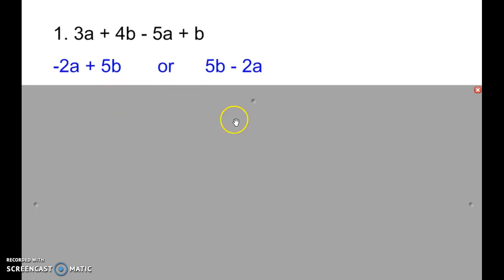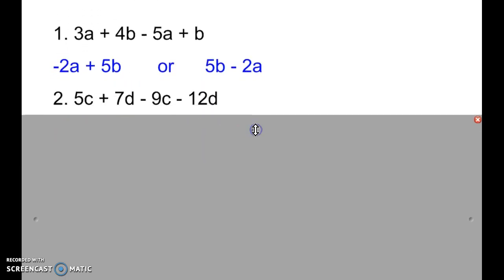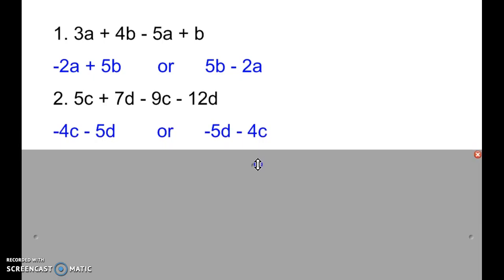So let's have a look at the second one. That was your question. Again, starting with the C's. Start with 5, take away 9, the C's become negative. Same thing happens with the D's. Start with 7, take away 12, so we end up with minus 5 there. So our answer here, minus 4C, minus 5D.